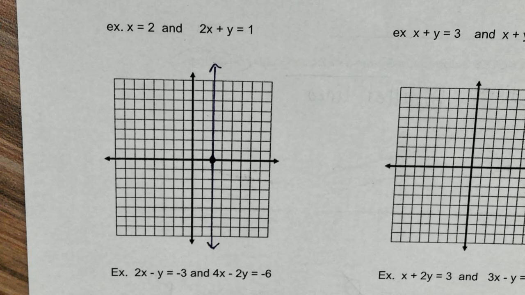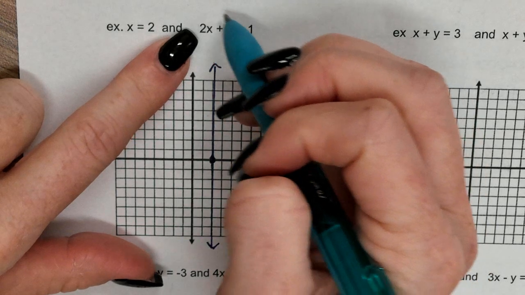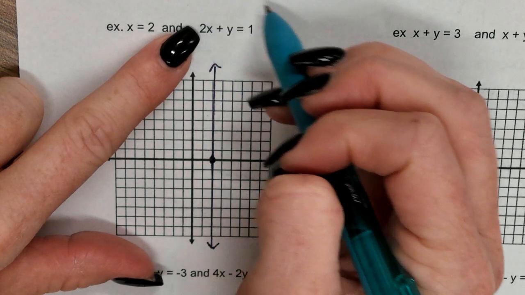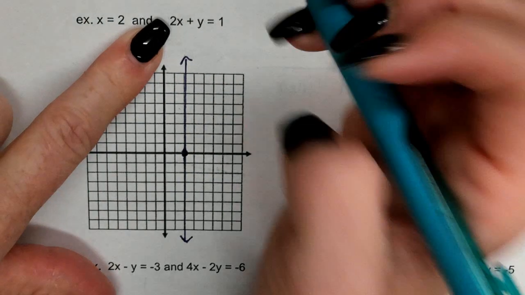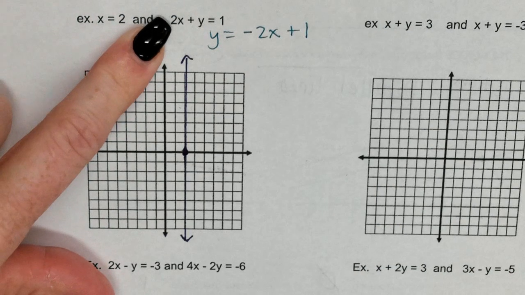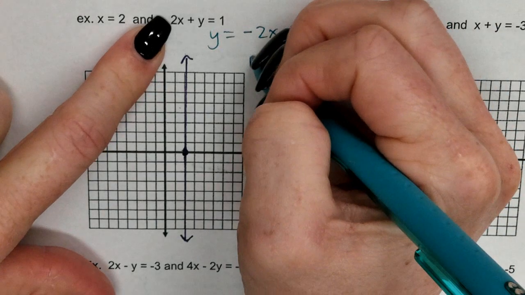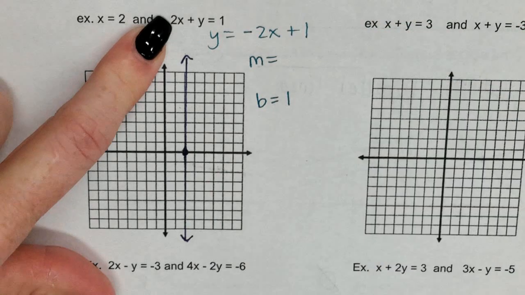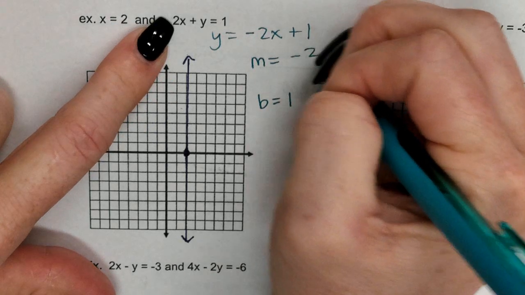Questions? Okay, let's look at the next equation. What's the first thing I need to do with this equation? Rearrange. I need to move this 2x to the right side, and how am I going to do that? Subtracting. So I have y equals -2x plus 1. Okay, so I need a slope and a y-intercept. My y-intercept is 1. My slope is -2 over what? 1.